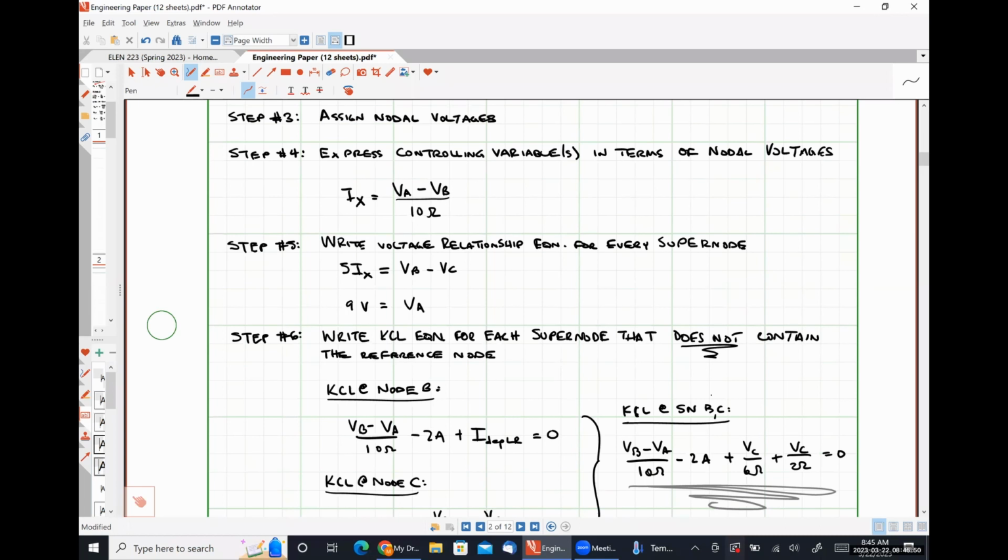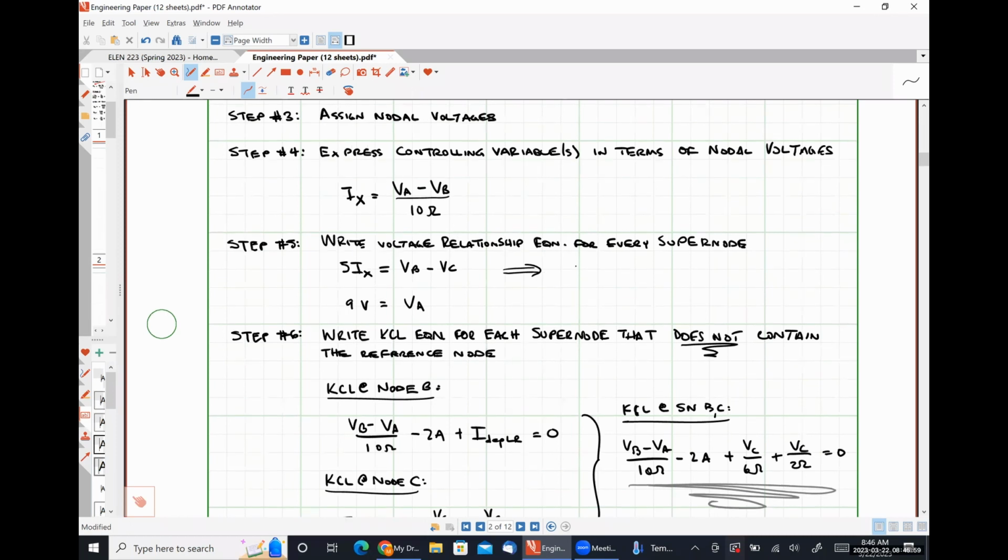So I'm going to have to do a substitution here. So let's see, 5Ix is, let's see, 5/10 is 1/2. So that's going to look like VA minus VB over 2 minus VB plus VC is equal to 0. When I substitute in 5Ix, you guys follow the algebra? Did I screw something up there?